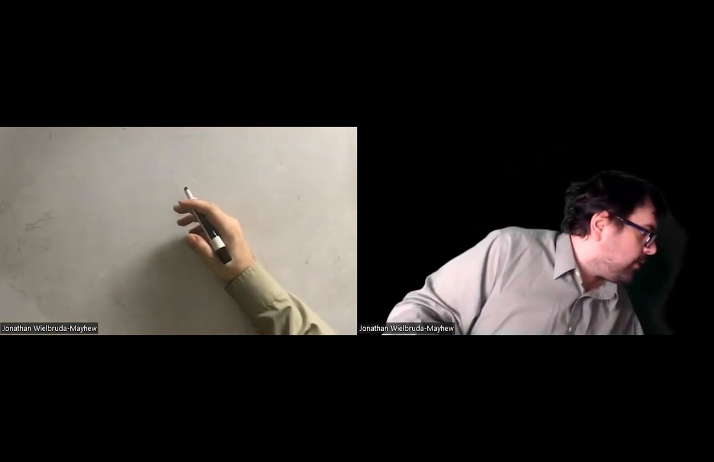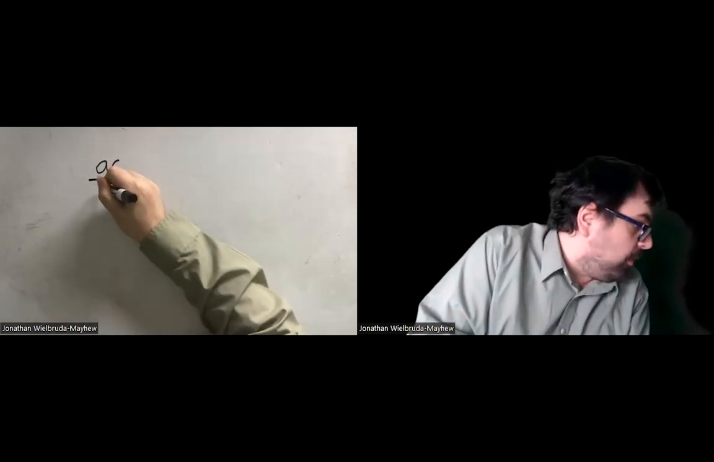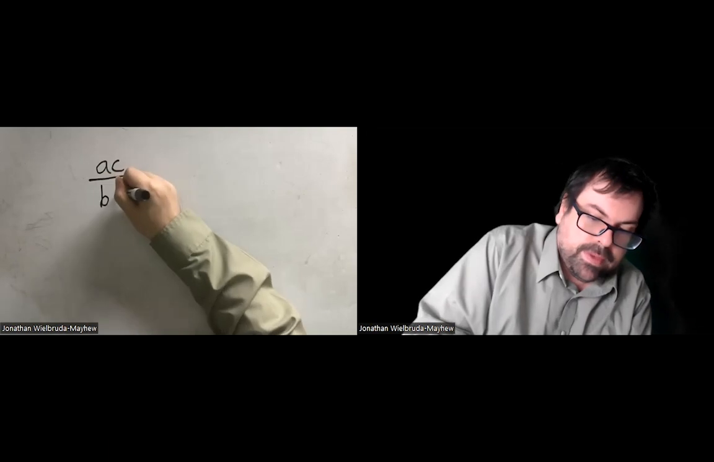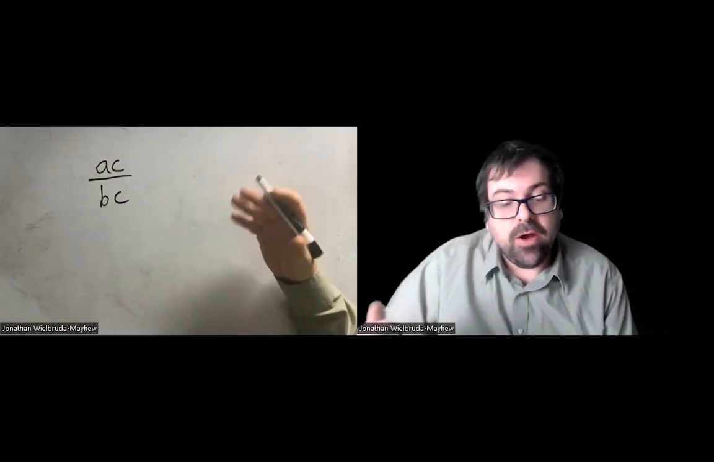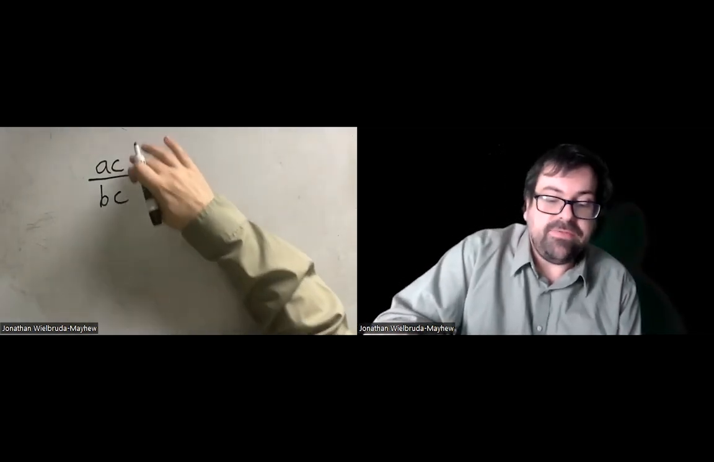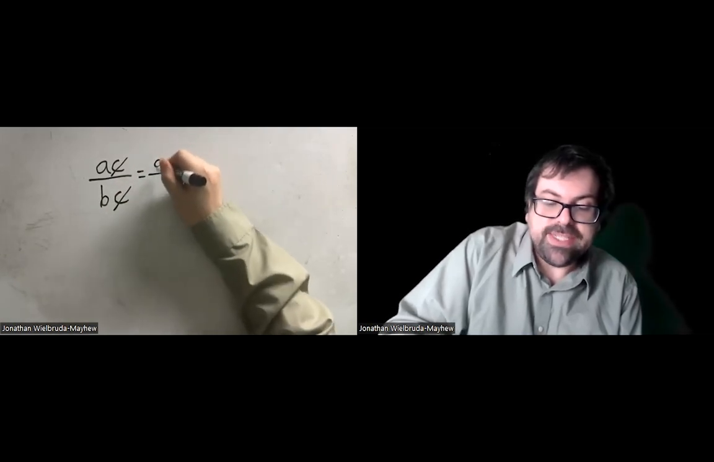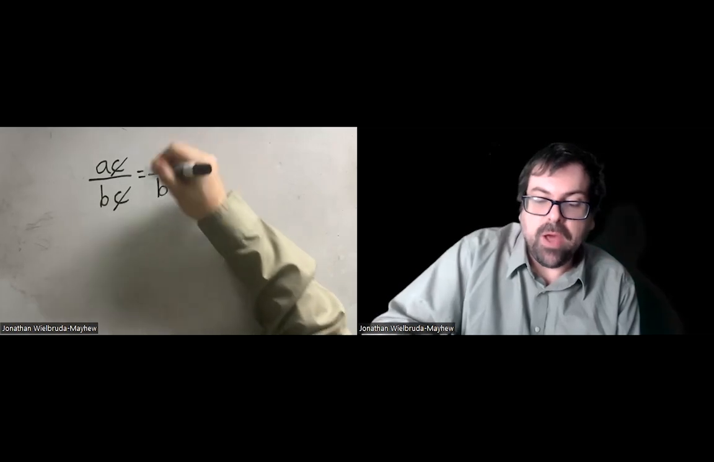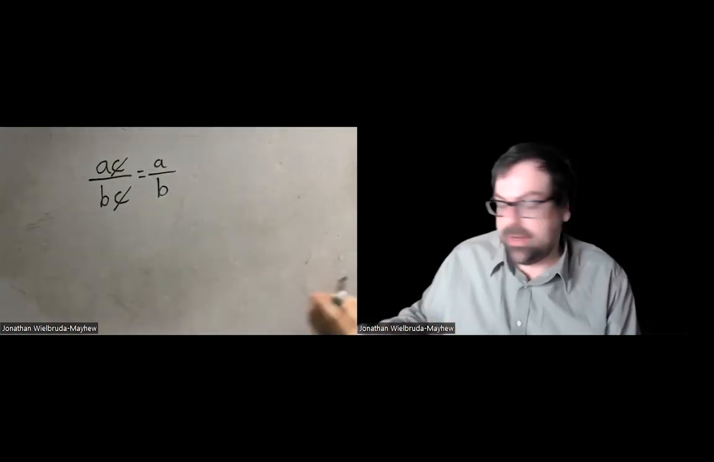What do I mean by canceling? Well, if we have a fraction written in factored form, and we have a times c over b times c, we can see that there's a factor of c in both. We can cancel the factor of c on the top with the factor of c on the bottom, and it reduces the fraction to a over b.